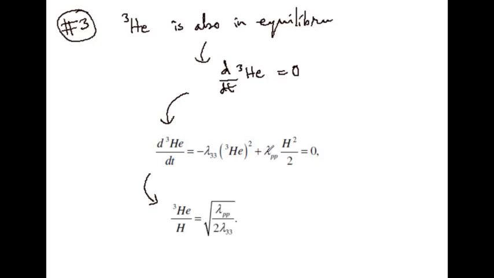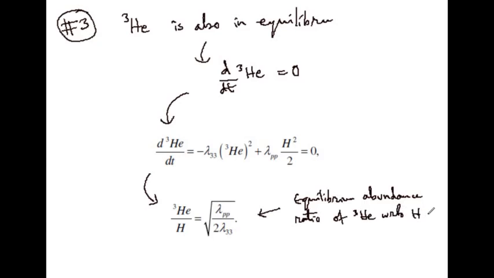This one, you see, just from this. So this is basically the equilibrium abundance ratio of 3 helium with respect to hydrogen. Right. Now again let us substitute this into the remaining equations, and then what we will get.